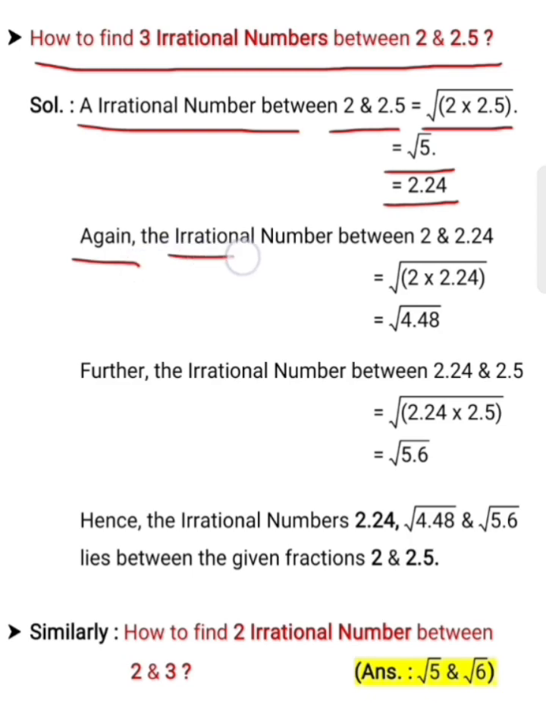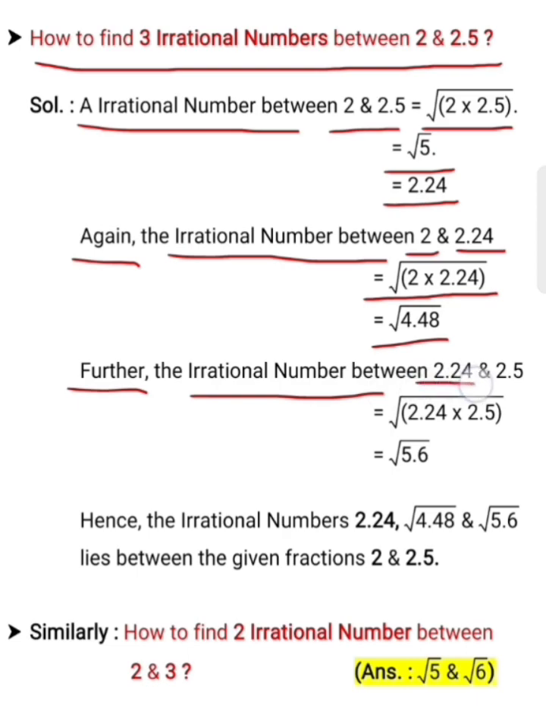Again, the irrational number between 2 and 2.24 equal root over 2 into 2.24 equal root 4.48. Further, the irrational number between 2.24 and 2.5 equal root over 2.24 into 2.5 equal root 5.6.